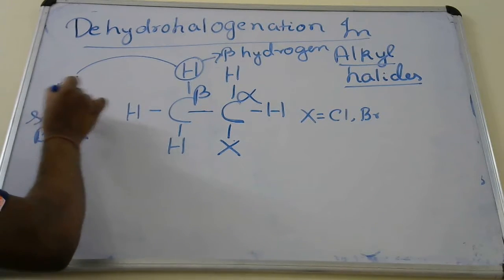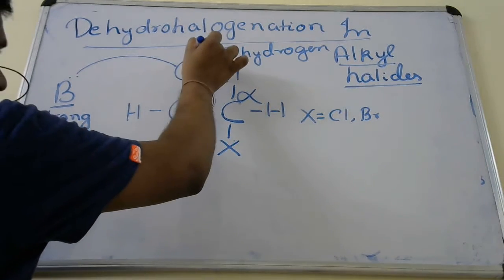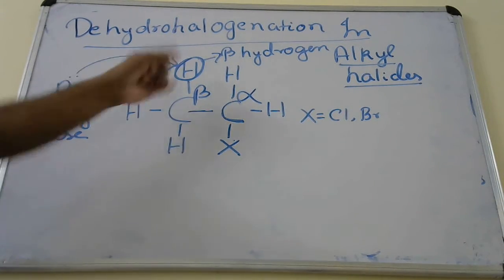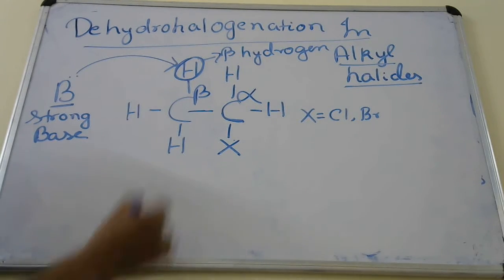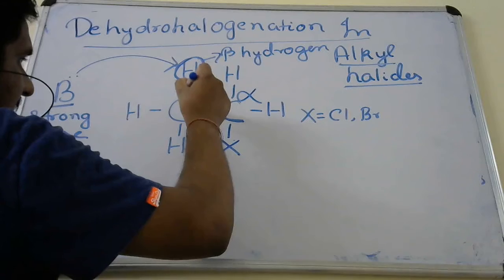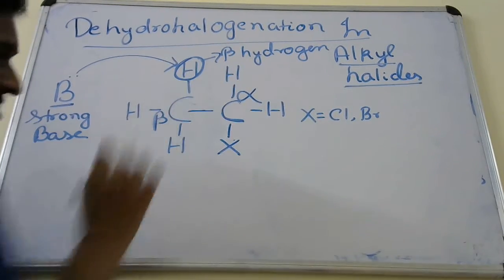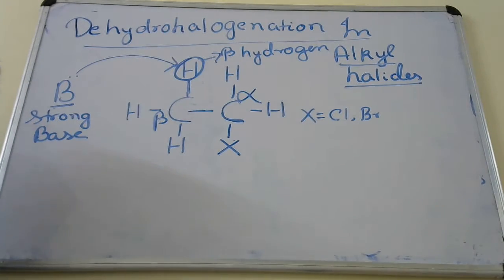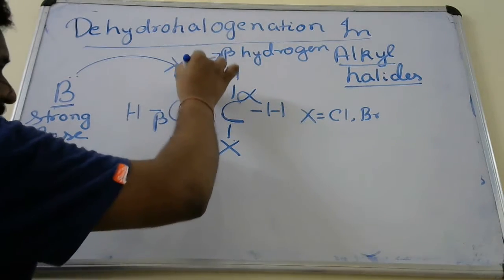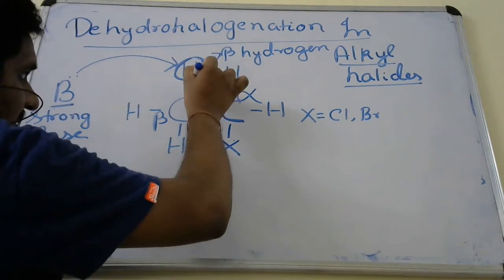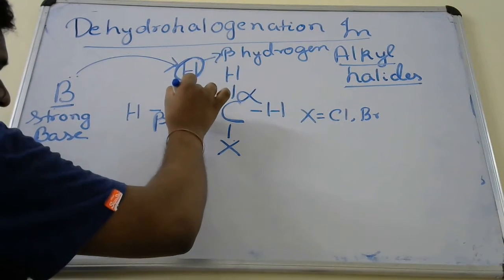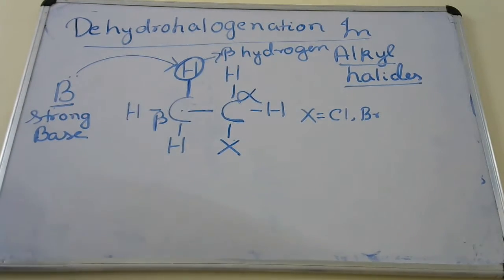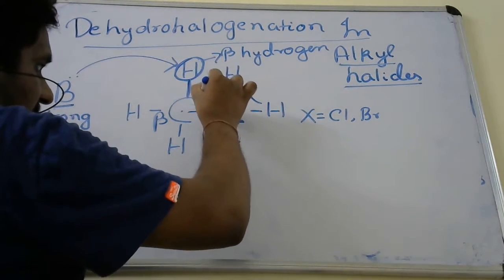So what will this strong base do? This strong base will attack and take one of the beta hydrogens with itself. Since the strong base takes this beta hydrogen, the beta carbon and beta hydrogen bond will break, and that bond will come in between.